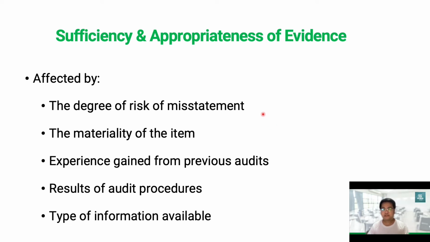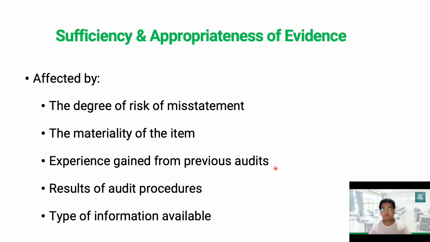For example, if that item would be prone to material misstatement, then most likely we will obtain a lot of evidence about that area compared to another area which is less prone to risk of material misstatement. We also consider the materiality of the item. For example, if the item is considered material, then we have to obtain more evidence compared to an item that is not considered material. We also consider the experience that we have gained from previous audits.